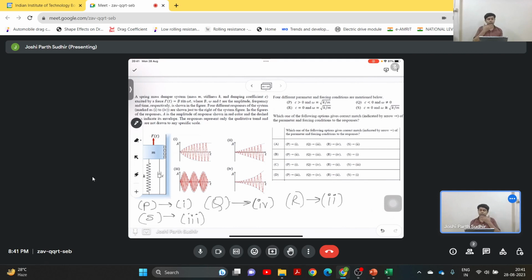So if we now compare these options with the options which are given in the question, P matches with 1, Q matches with 4, R matches with 2, and S matches with 3. So option C is the correct answer to this question.